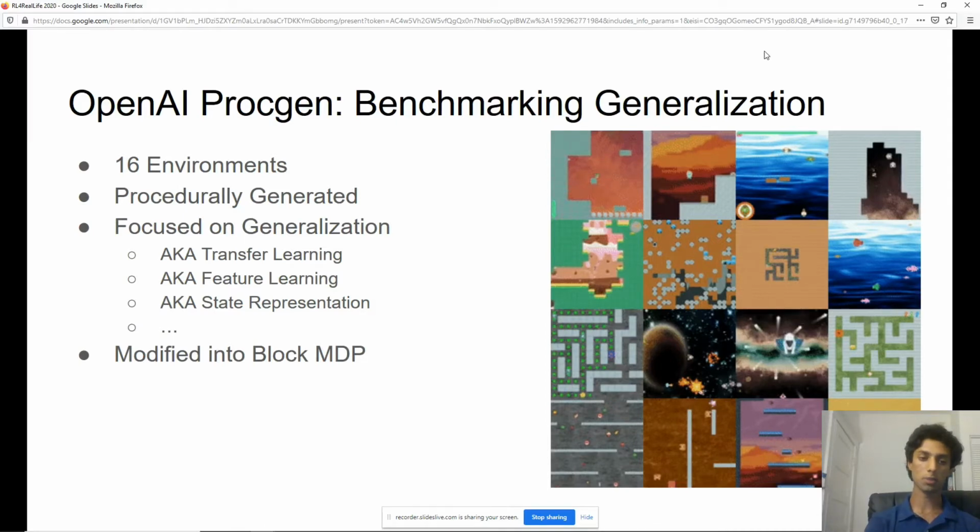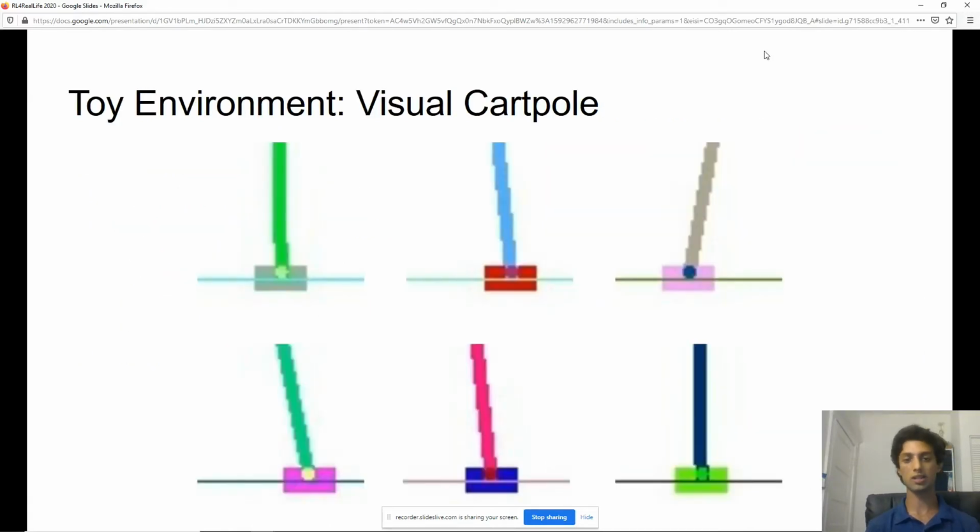Notably, for these experiments, we've modified them into block MDPs. So each domain sampled from an environment will actually have the same underlying ground truth states, but have different observations and different emission functions. And the goal is to train in one such block MDP per environment and transfer to a different block MDP.